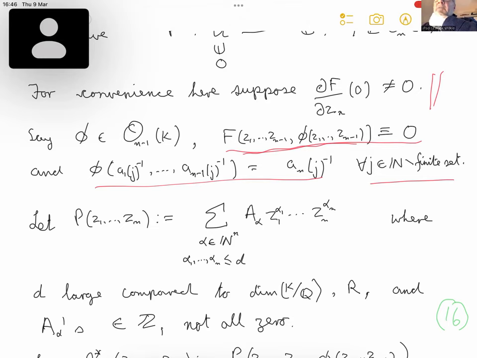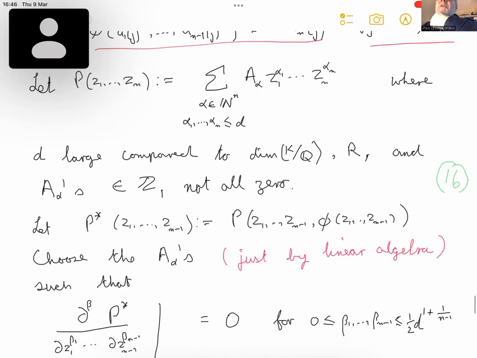Okay. So now we just construct our auxiliary polynomial. This is all, as I say, in the standard world. We just take a generic polynomial in Z1 up to Zn of degree d in each variable, where d is a large natural number. It's large compared with the dimension of the number field K over Q as a Q vector space. And it's also got to be large compared with this number R, which compares the coordinates of the AIs. And the A alphas are going to be integers, not all zero.